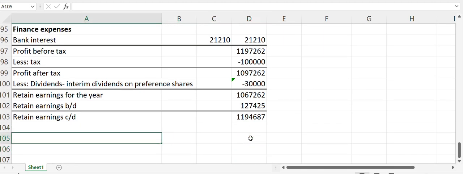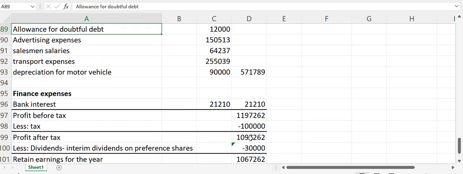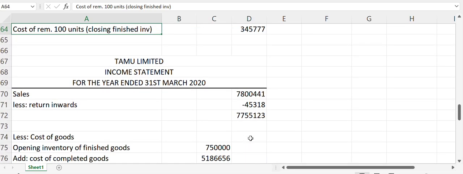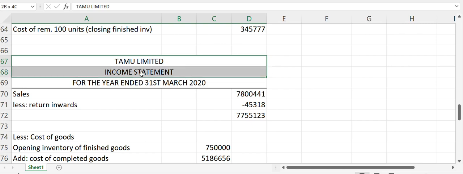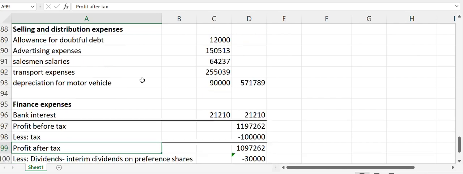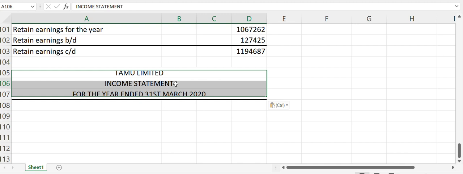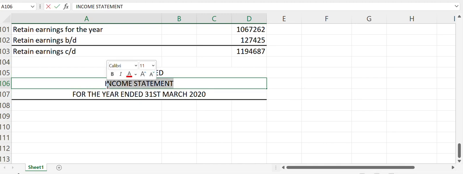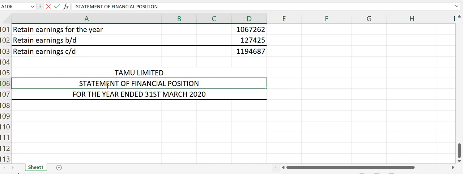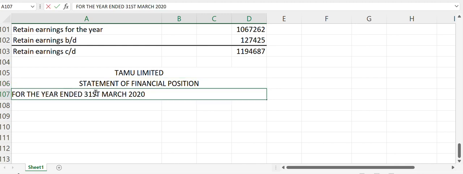So the question requires us to calculate the two, but I want, as an additional, I just want us to prepare also the statement of financial position. You can prepare the statement of financial position too. So statement of financial position as at that time.